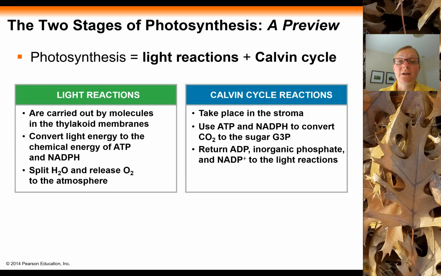The Calvin cycle reactions will use the ATP made in the light reactions and the NADPH to convert carbon dioxide to the sugar G3P. So if anybody's ever told you, myself included, that photosynthesis makes glucose, yeah, I kind of lied to you a little bit. It doesn't directly make glucose, but it makes molecules of a simpler sugar that's called G3P. Hopefully that rings a bell somewhere.